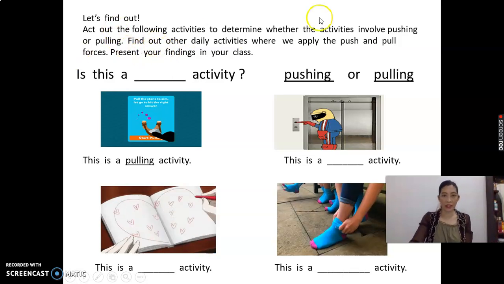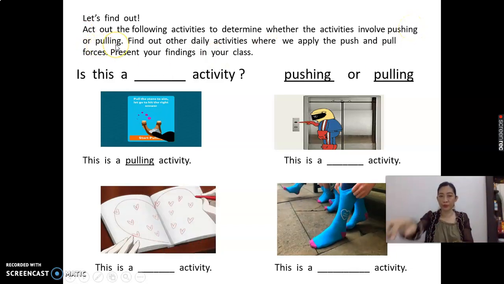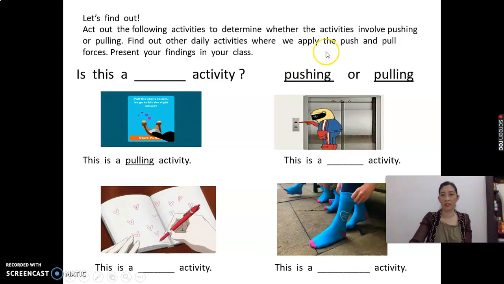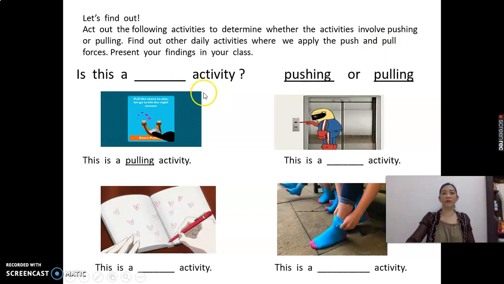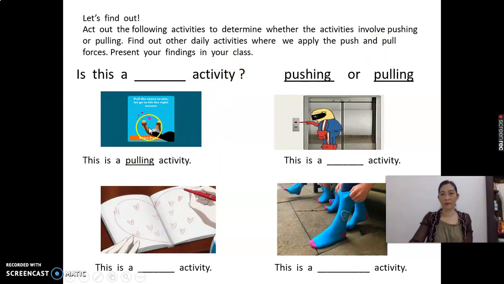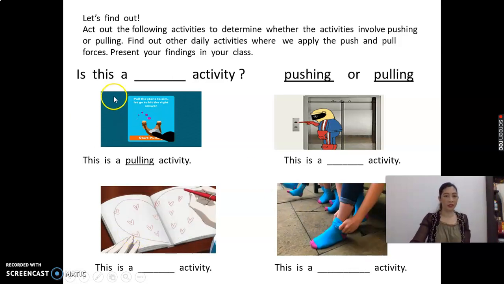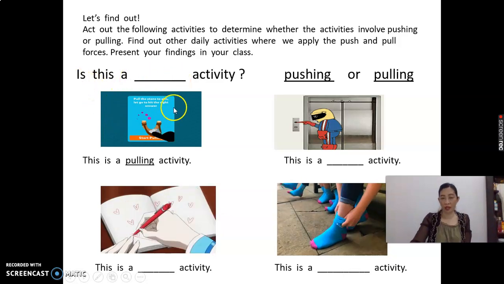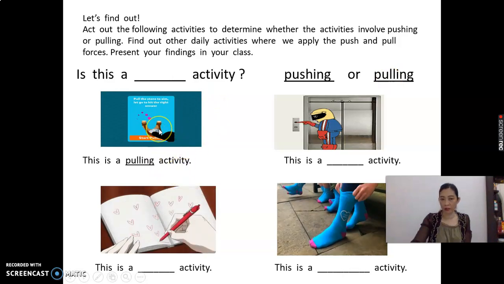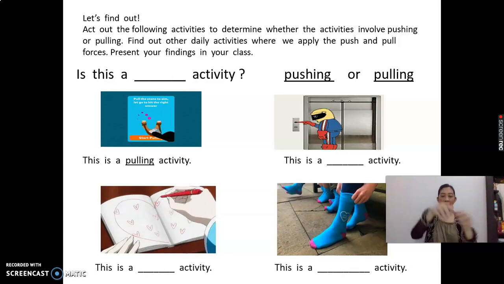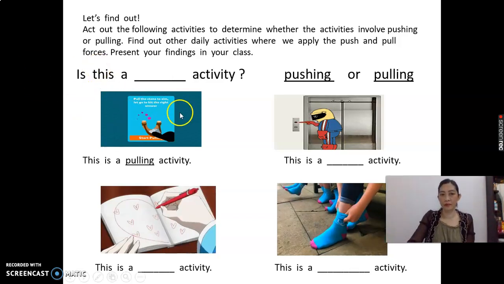We have an activity here. Identify whether the activities involve pushing or pulling. Find out other daily activities where we apply push and pull forces. Present your findings in your class. We have 4 activities. Number 1, is this a pushing or pulling activity? Please try. What is this? Number 1.